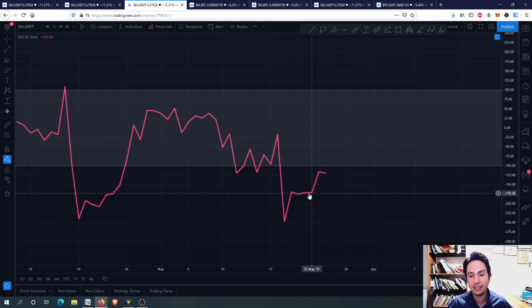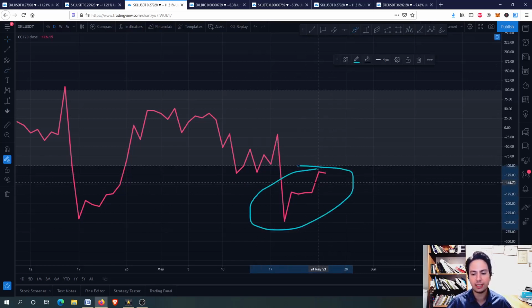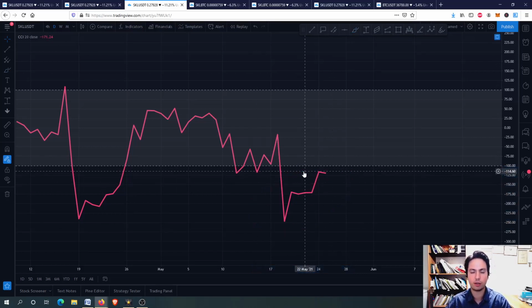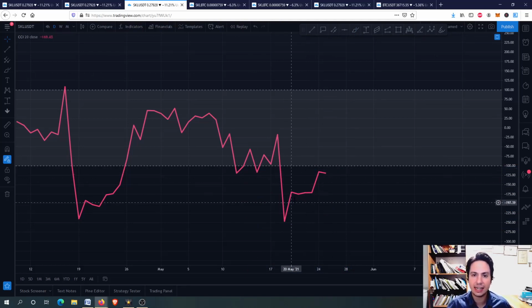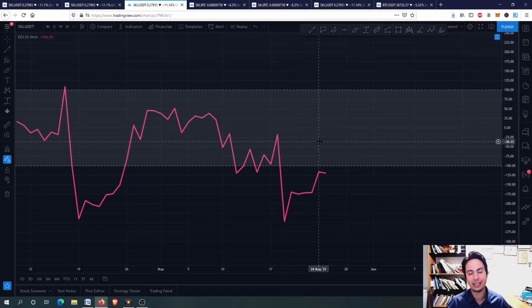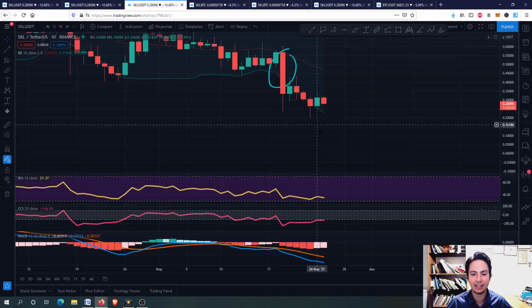But the thing here, guys, is that as a general rule, when the daily frame is below the -100 for the commodity channel index, sometime in the next days we will see an upward move. Except if we have a very bearish market, if Bitcoin collapses and crosses even further down, then yes, we won't be seeing SKL going upwards as well in the next few days.